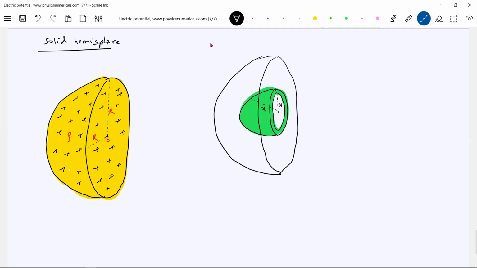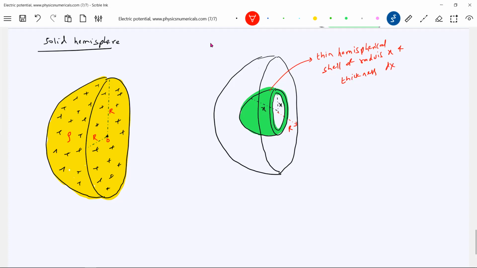What is the radius of this? The radius of this is R. Okay, that we know. The radius of the solid hemisphere. So in this solid hemisphere, I'll assume it to be made up of thin hemispherical shells. So what is this? A thin hemispherical shell of radius x and thickness dx.